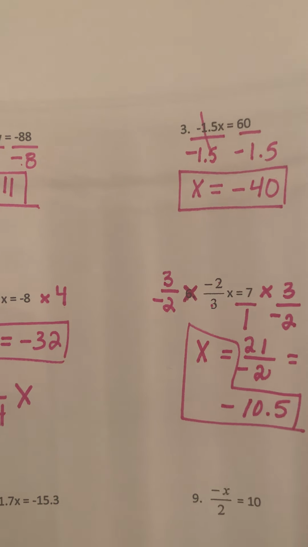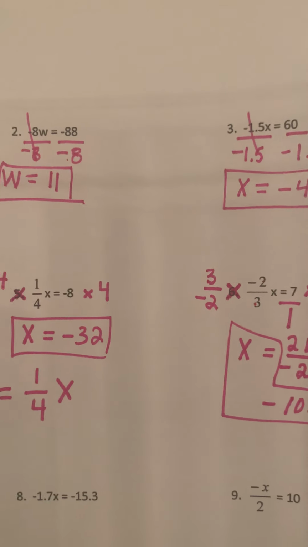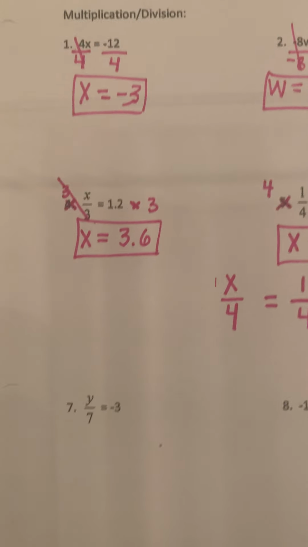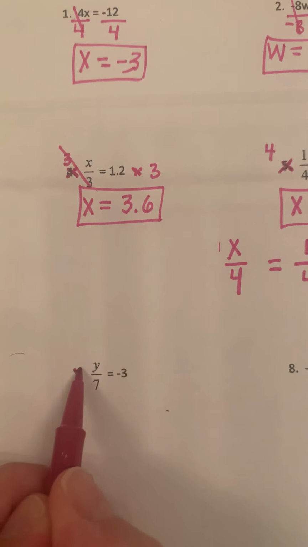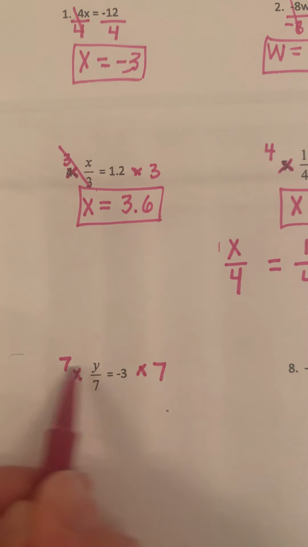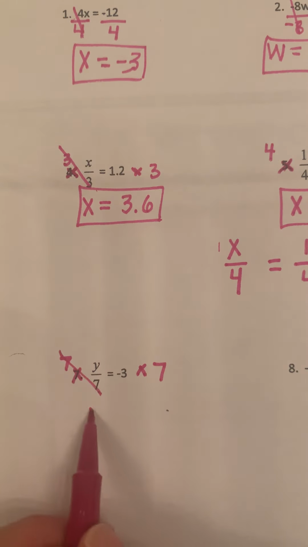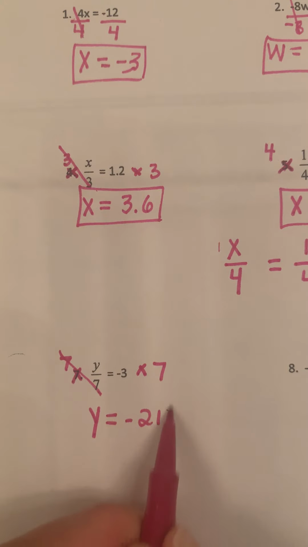The rest you should try on your own and then hit start and see if you get these correct. For 7, you want to multiply by 7 because you're dividing by 7. And then you get y equals negative 21.